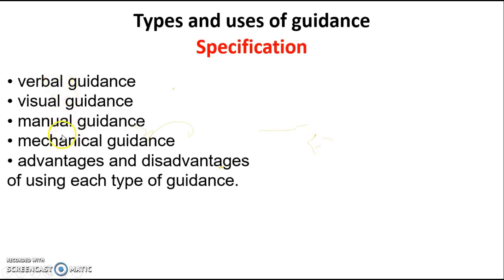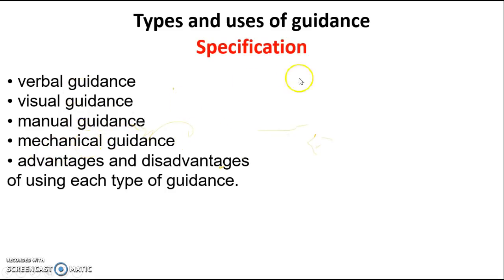You need to be able to translate each of these 4 types of guidance into a descriptor. So you need to know that a verbal, for example, translates to instructions or coaching points. Visual translates into demonstrations. Manual translates into the physical manipulation of a movement. And finally, mechanical is use of equipment or apparatus to aid the learning of skills.